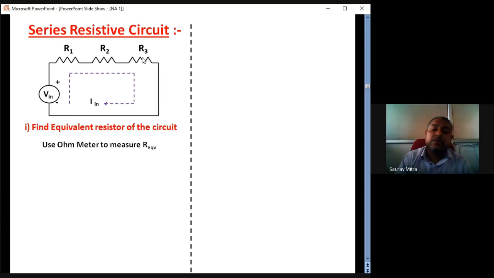So all these values you have to write side by side in the notebook. Once it is measured, it is done. Then every time you will not have to measure, because the practical value is not going to change over time.